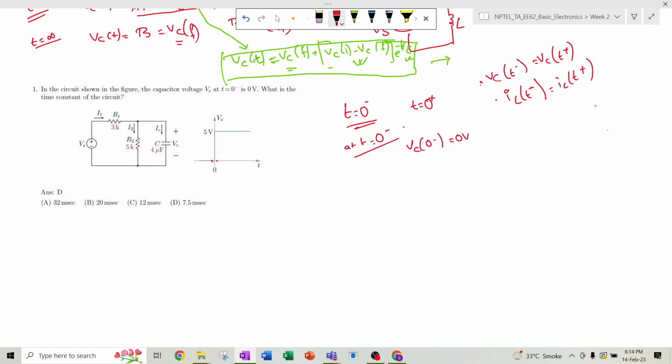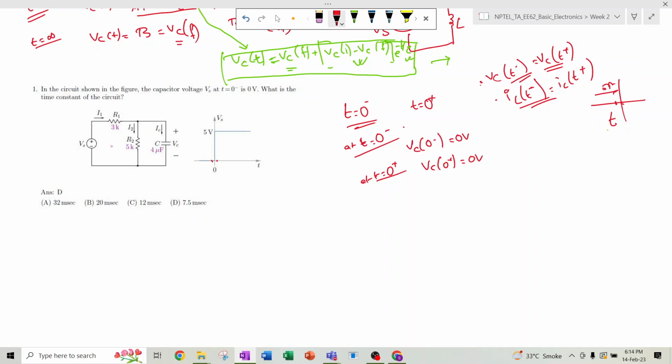So at any particular point t, if before that the current across an inductor is 5 ampere, then after that also the current should be 5 ampere. That means at the same instant, t minus and t plus. Similarly it is applicable for the voltage across the capacitor also, Vc t minus equal to Vc t plus. So at first we are determining that at t equal to 0 minus, it is given in the question that the voltage across the capacitor is 0 volt. So at t equal to 0 plus also the voltage across the capacitor will be 0 volt.